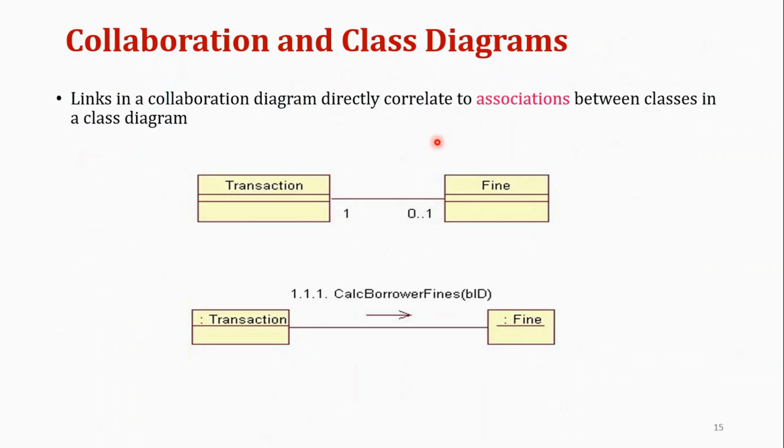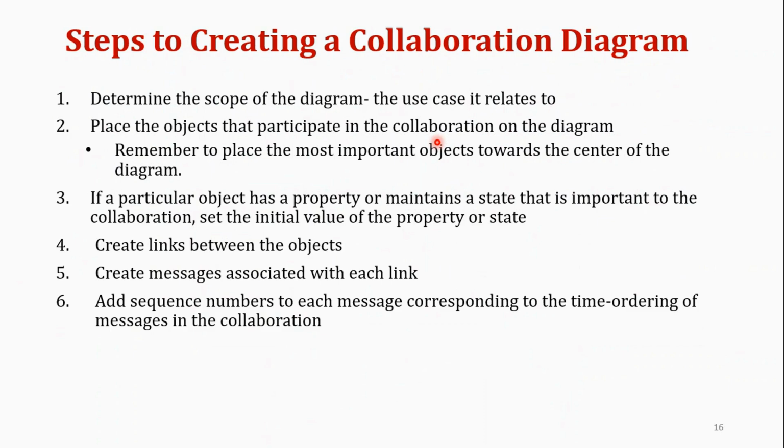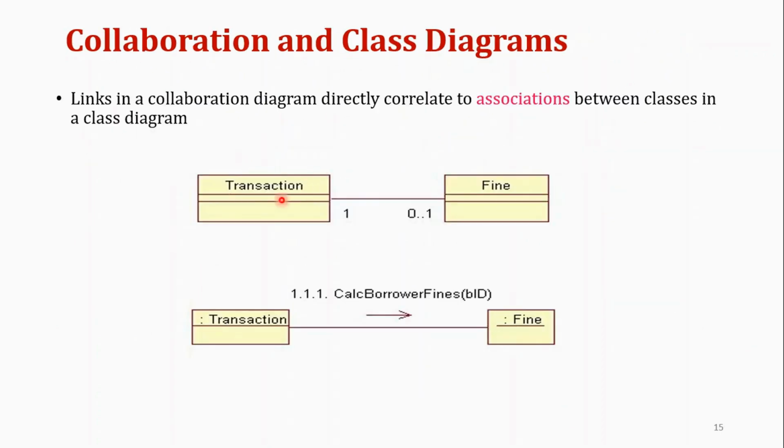Now, collaboration and the class diagram. Coming over here, this is the class diagram, and this is also a class diagram. A transaction may have 0 or 1 fine, and a fine may have at least one transaction. In between the transaction and fine, the message is calculate borrow fines for the given ID. It's nothing but the connection between the transaction and fine, or the link or association between the classes, which is given over here.